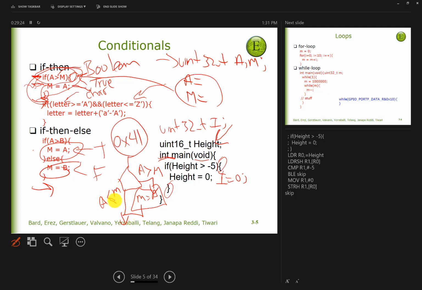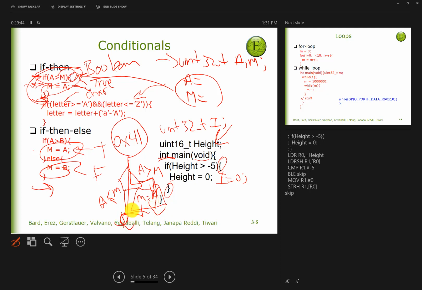All right, when I compare A to M, how many choices do I have? Two. What are they? Is A greater than M, or is A less than or equal to M? If A is less than or equal to M, I do absolutely nothing. If A is greater than M, I'm going to execute this one, and then end up back here.